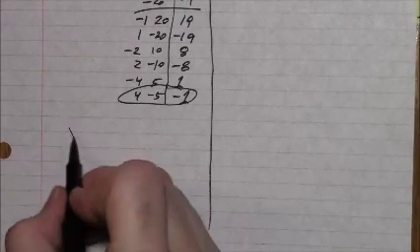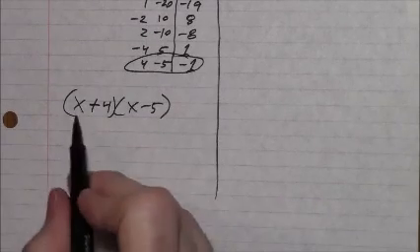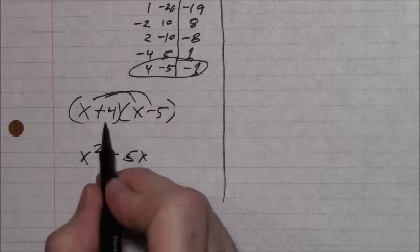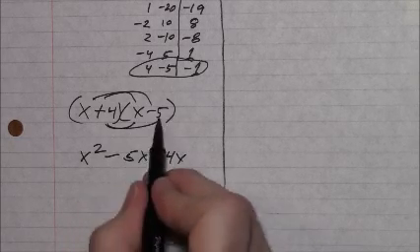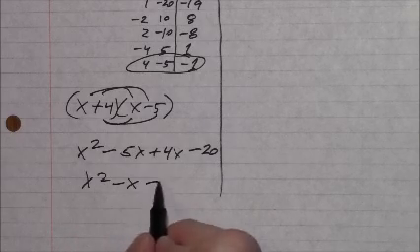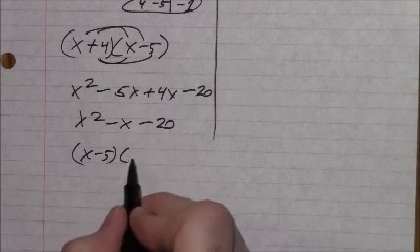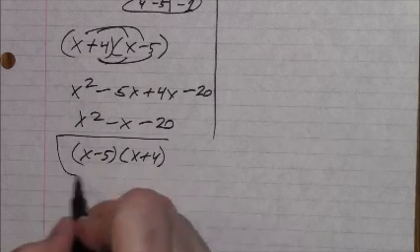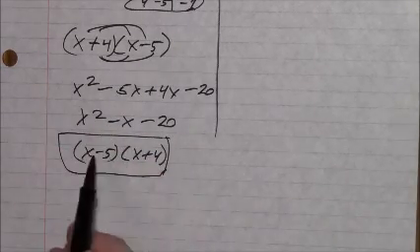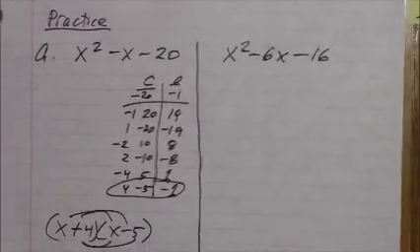So that means in this case I would do the x plus 4 and the x minus 5, and then I'll multiply them. X times x is x squared minus 5x plus 4x minus 20 gives me x squared minus x minus 20. So therefore x minus 5 and x plus 4 are the correct answer. And again, either one of them can come first as long as the x minus 5 and the x plus 4 is there in whichever order.